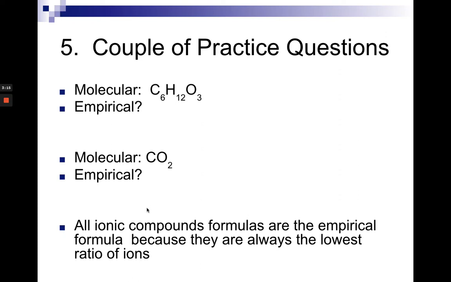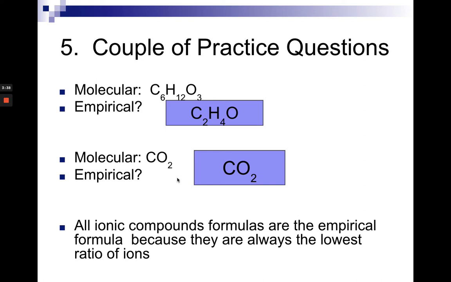Now, it should be noted that all ionic compound formulas are the empirical formula because they're always the lowest ratio of ions. But for this one, the greatest common factor of 6, 12, and 3 is 3. So if we divide 3 into the 3 here, 3 into the 12, and 3 into the 6, we get C2H4O as being the empirical formula of C6H12O3.